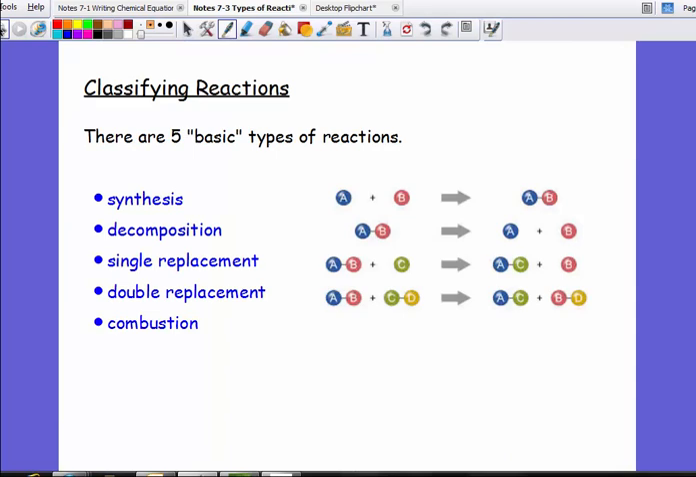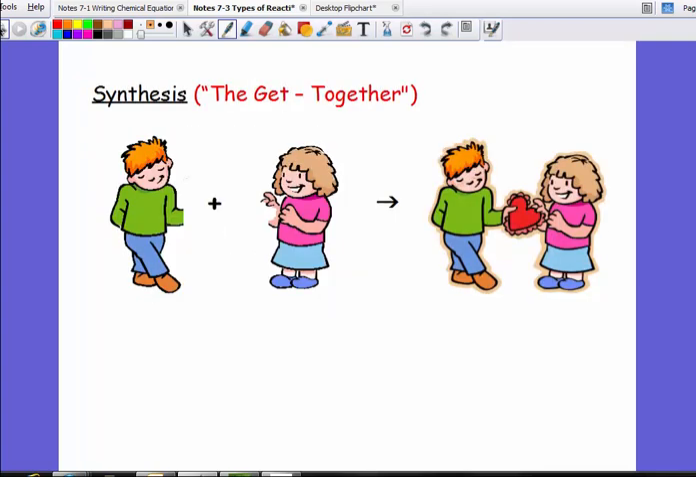They are the synthesis reaction, the decomposition reaction, single replacement, sometimes called single displacement, double replacement, sometimes called double displacement, and lastly, combustion. I like to use relationship analogies to help you understand the first 4 of those reactions. The first one is the synthesis. I call this the get-together.